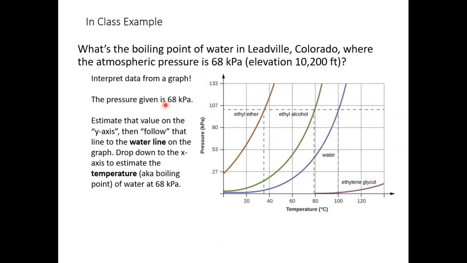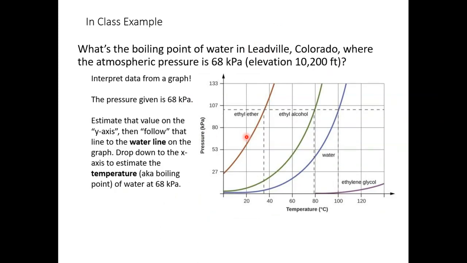Can you guys identify what I asked on the question? Let's say we have an atmospheric pressure of 68 kilopascals. That would be like if we go up to Colorado, way up in elevation. What are we here at Kilgore, Texas? Sea level. We're standard. We're normal. But if we go up in elevation, we have less atmospheric pressure, right? What's the boiling point of water in Leadville, Colorado?